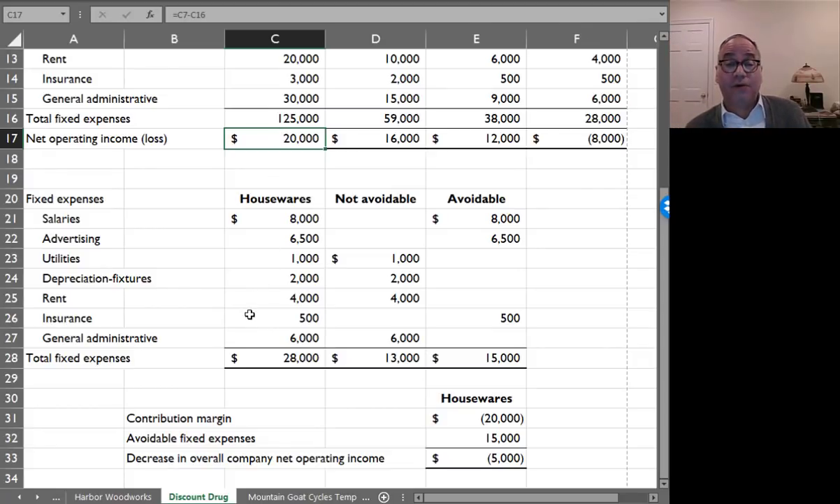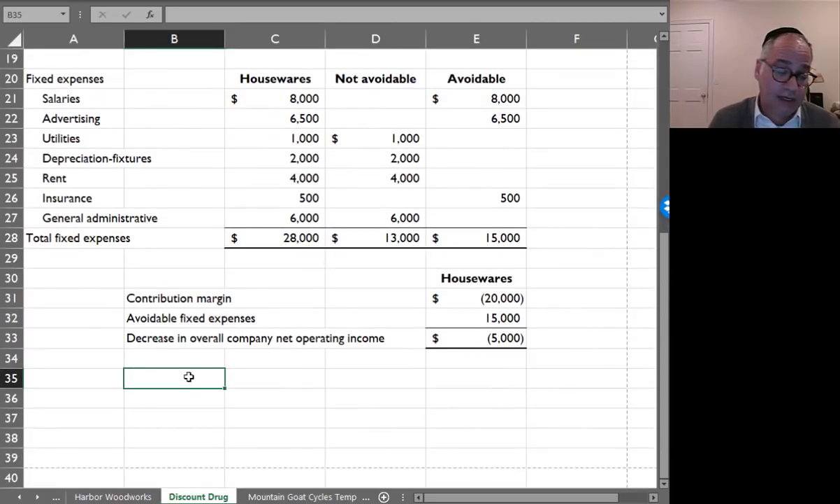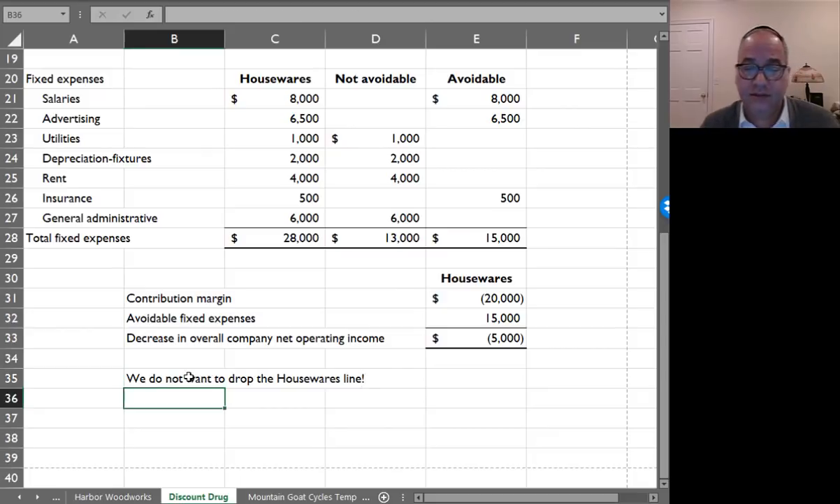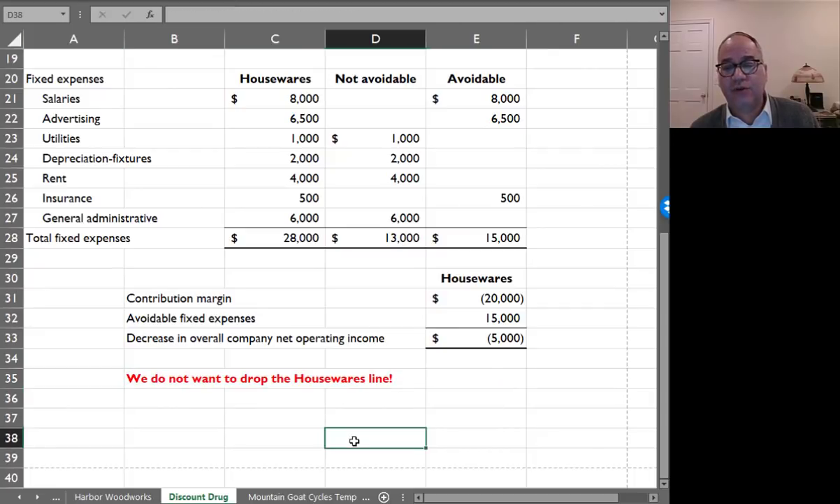And therefore, as a result of this, we do not want, let me write it here, we do not want to drop the housewares line. That is the answer to the question.